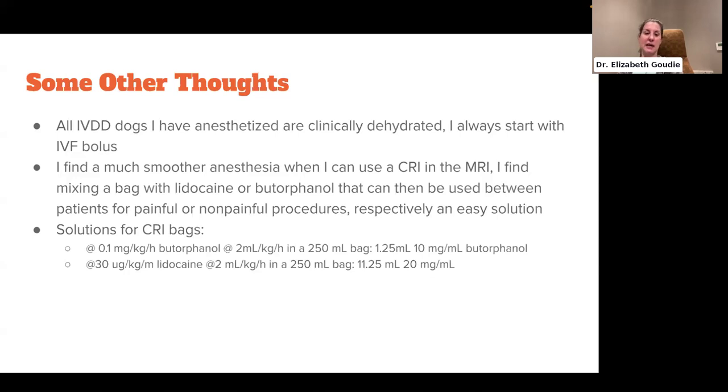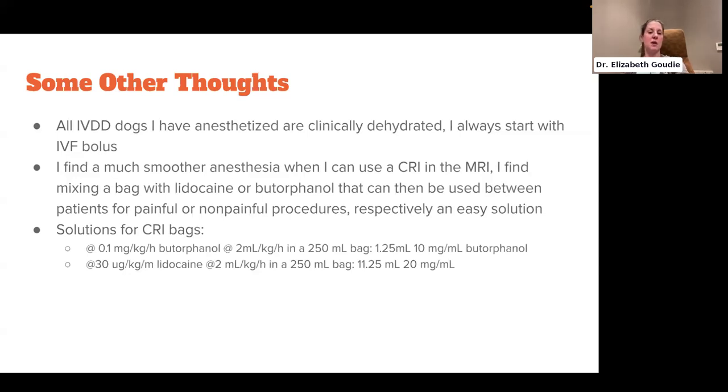So I'll mix a bag of lidocaine or butorphanol. And then if you're doing a lot of cases that day, you can actually use it between the patients. I just change out the administration set. Obviously lidocaine you can use for painful procedures, butorphanol for non-painful procedures. I wouldn't use the lidocaine CRI on cats. And then you could do fentanyl. There's a lot of different options. You can use ketamine, etc. But I just find the lidocaine and butorphanol a little bit easier to use.